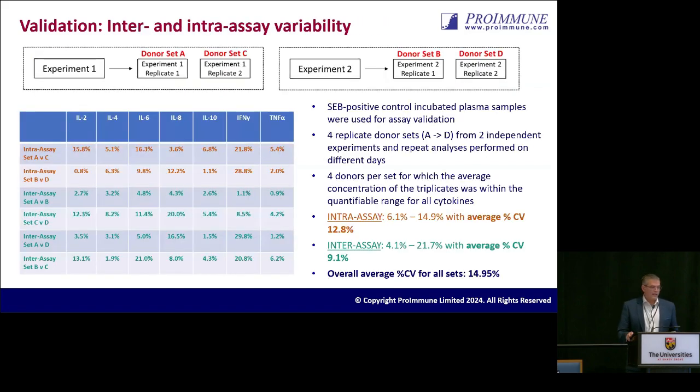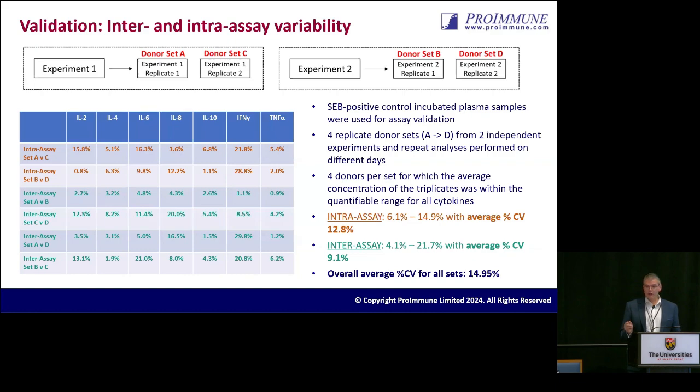We've performed inter and intra-assay variability, and this was carried out on 4 replicate donor sets, in 2 independent experiments, which are just outlined at the top of the slide there. And we performed repeat analyses on independent days as well. The positive control samples were used for this particular data set for the variability.